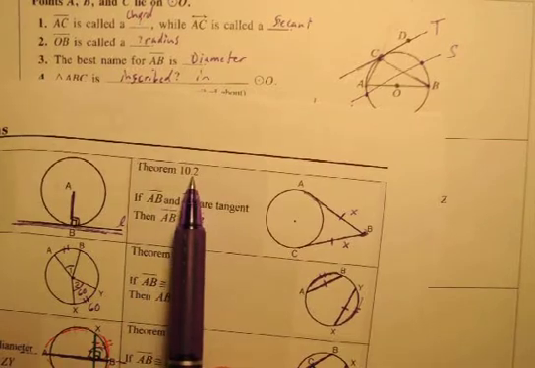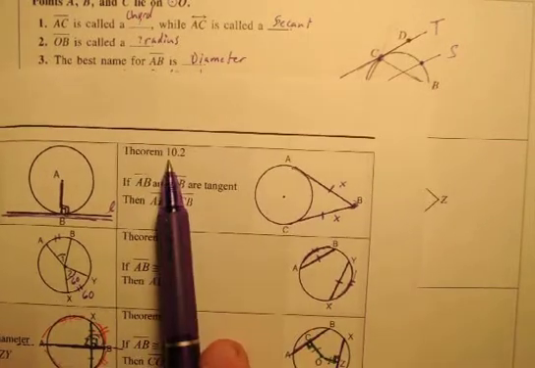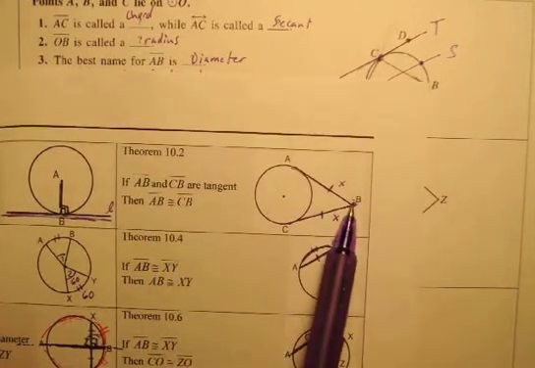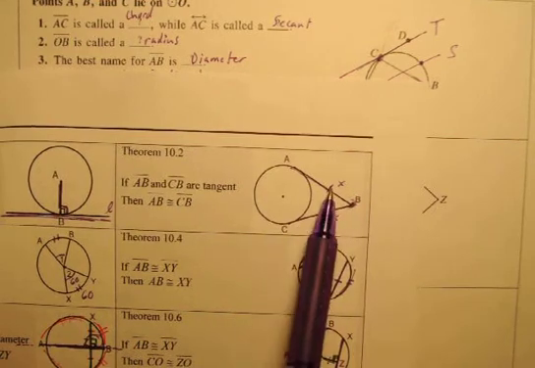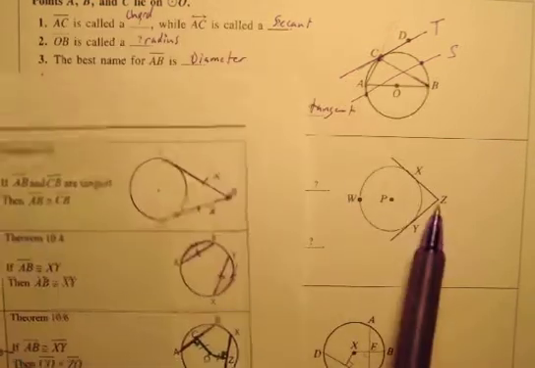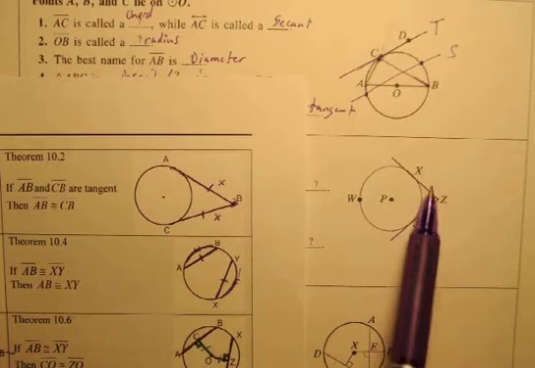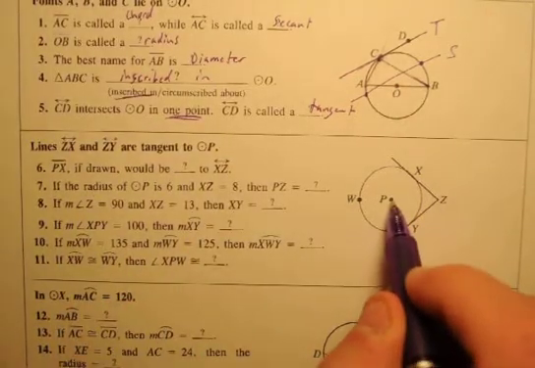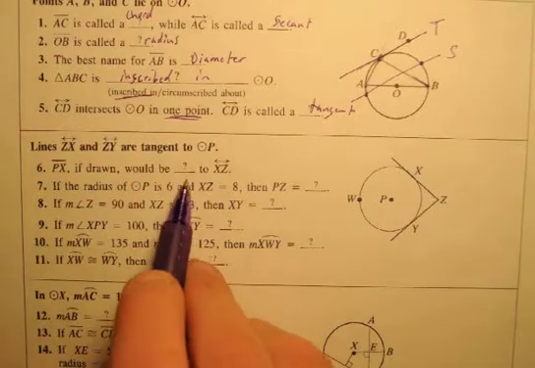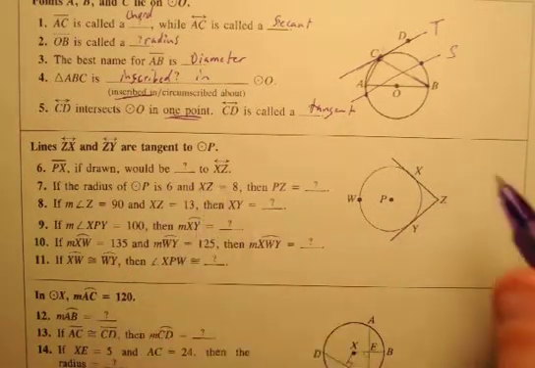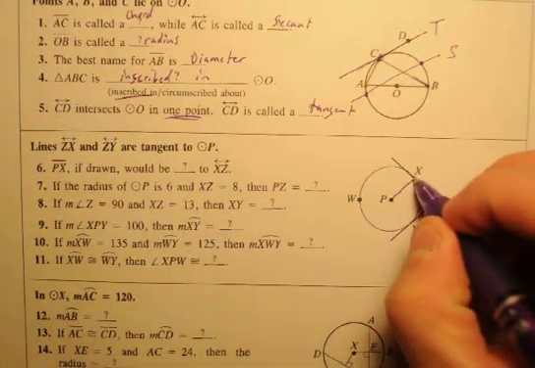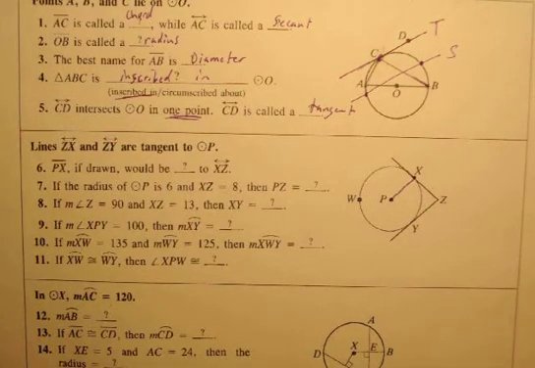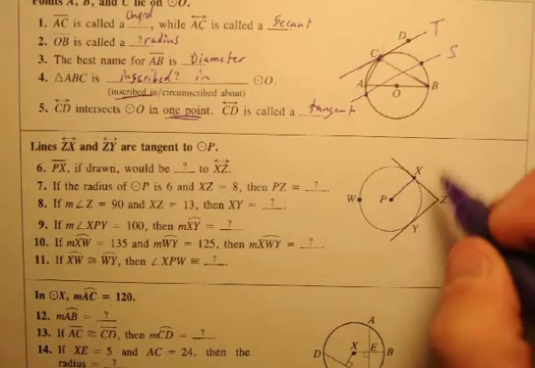So here's what we got going on. We got a theorem 10.2 here in progress, where we got two tangents that are coming from the same point, and that means that there's going to be some congruent stuff here. So let's see here. If we drew PX, how would that relate to XZ?